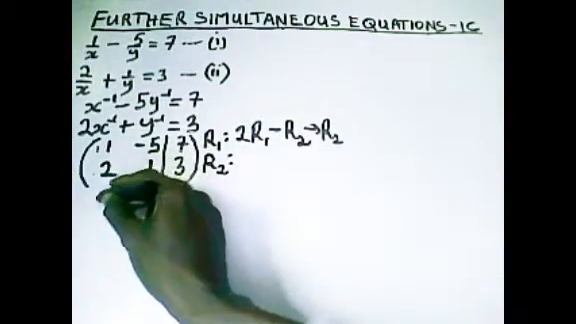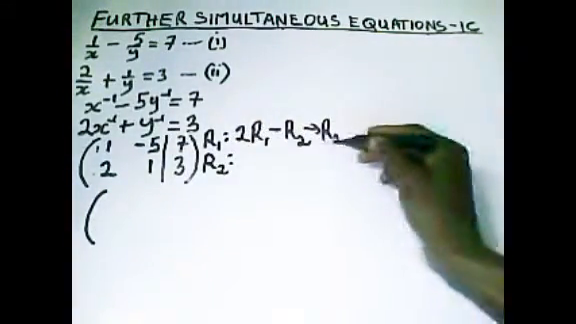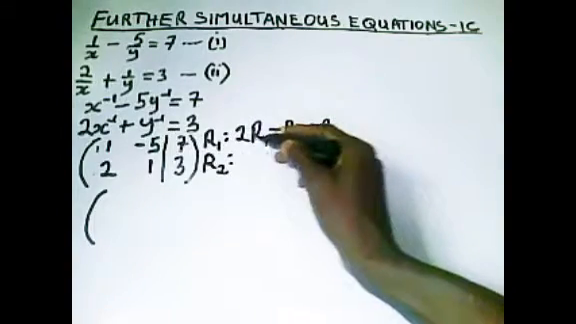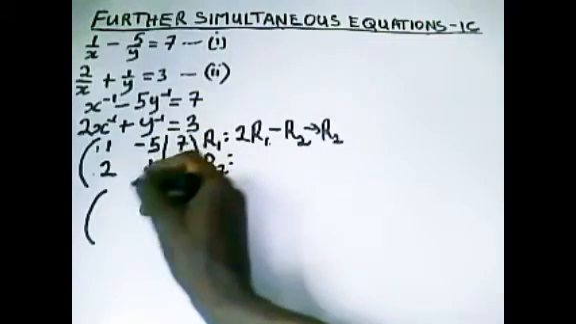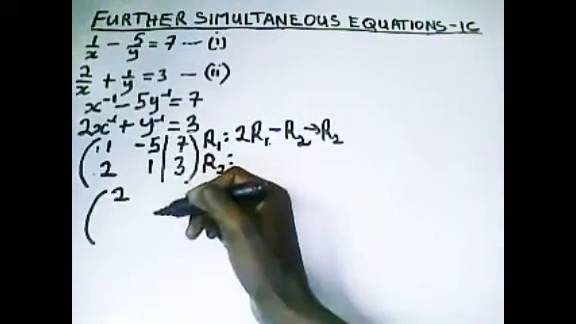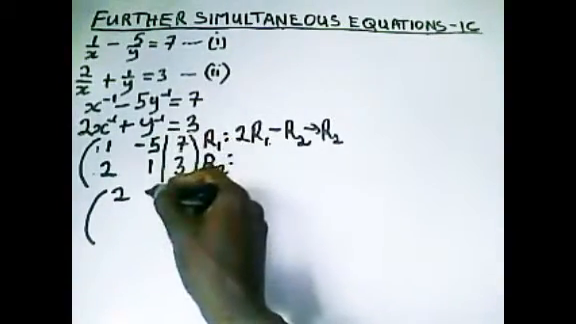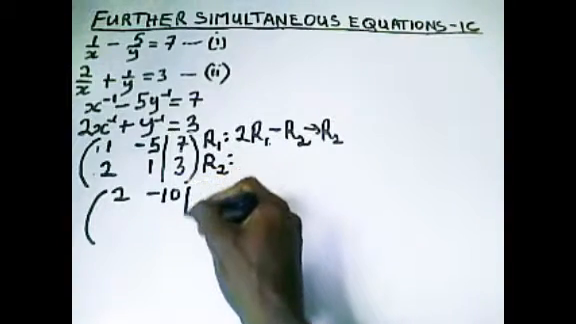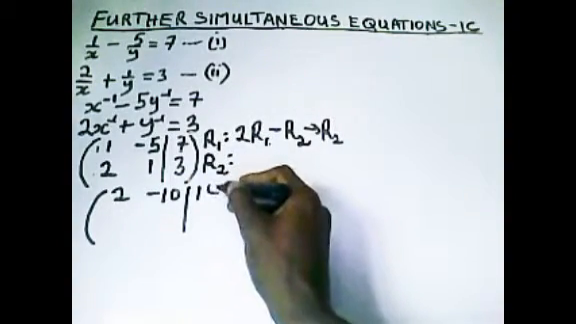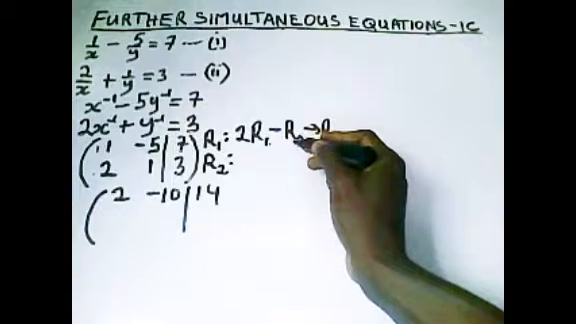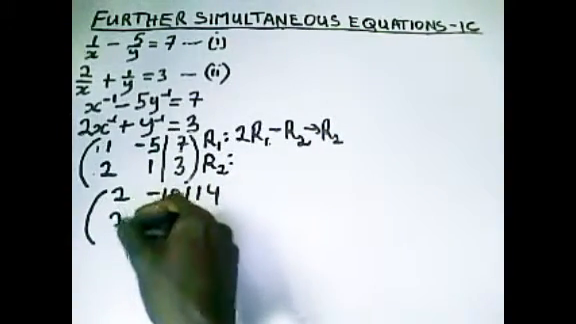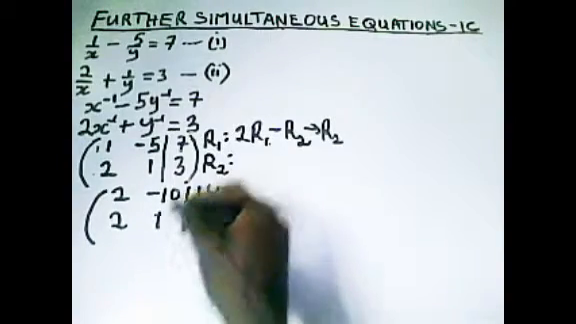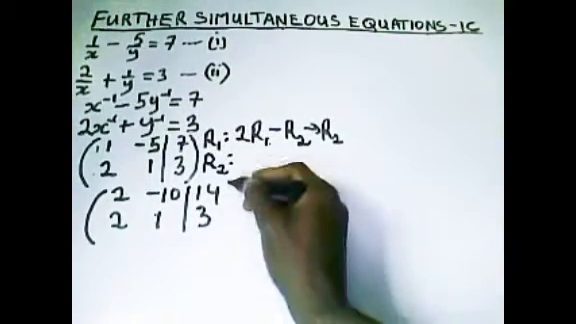Let's write everything out here. Let's translate all these things we wrote out here. Okay, 2 times all the elements in row 1 means we are going to use 2 to multiply everything here. 2 times 1 will give us 2. Then 2 times minus 5 will give us minus 10. Then 2 times 7 will give us 14. Then 1 times all the elements in row 2 here will give us 1 times 2 is 2, 1 times 1 is 1, and 1 times 3 is 3. We can close the bracket.